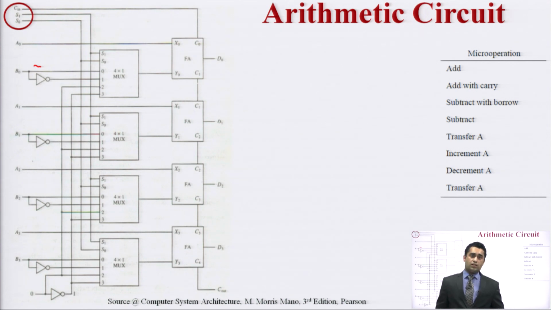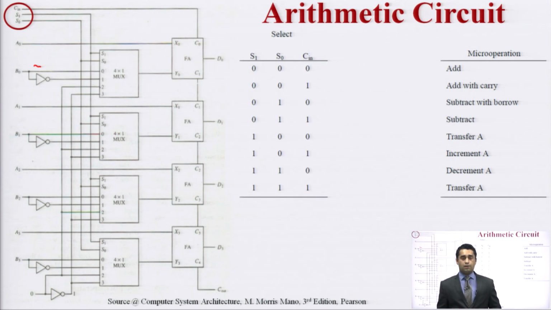When we are talking about these 3 parts, they give 8 combinations. In binary, 2 raised to the power 3 is 8, so 8 combinations are possible, starting from 0, 0, 0 till 1, 1, 1. The 2 MSBs are the selection lines and this is the input carry. In some of the micro operations there is no use of the input carry, so in that case we use it as 0, and if it is required then we use it as 1. The rest of the combinations of selection lines are used to give these micro operations.